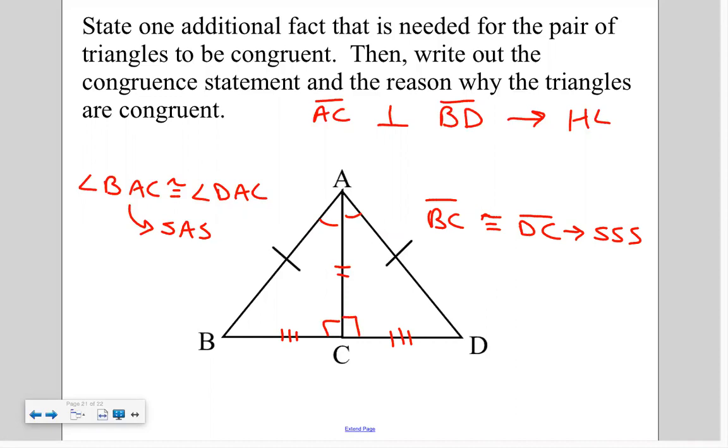Okay, so there's actually, I see 3 different ways that we could add one fact. And that one fact would lead us towards 3 different congruence postulates. That might be it. Yeah. All right. That covers all of our notes that I needed you guys to get through 3.3B and 3.3C. So you guys can go ahead and put your notes away.